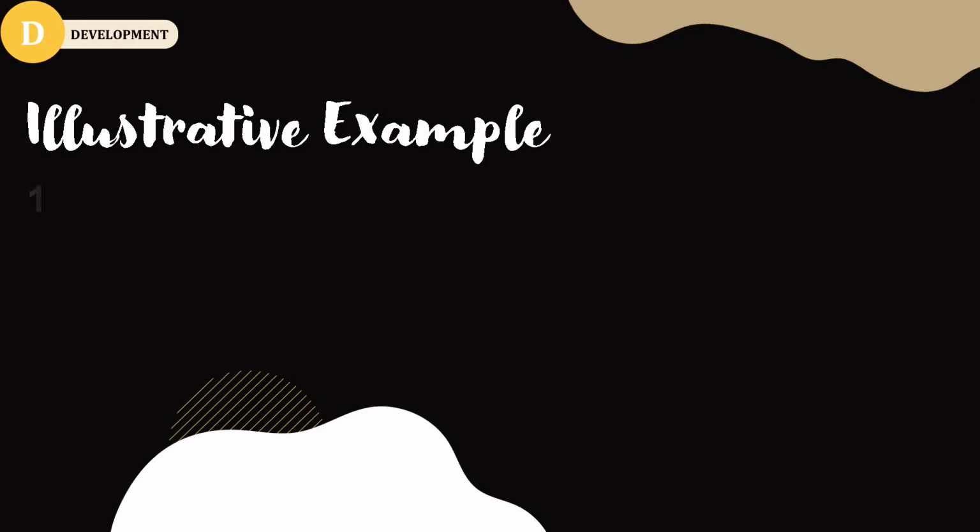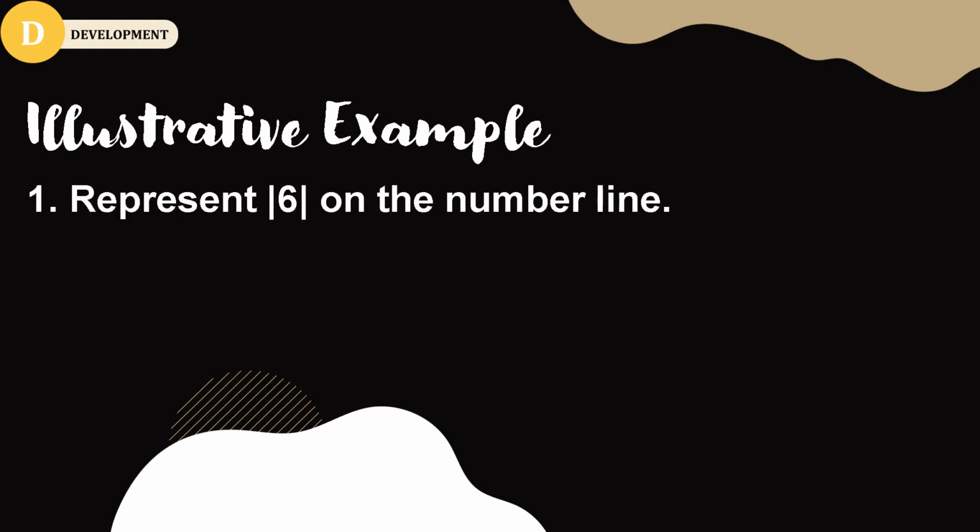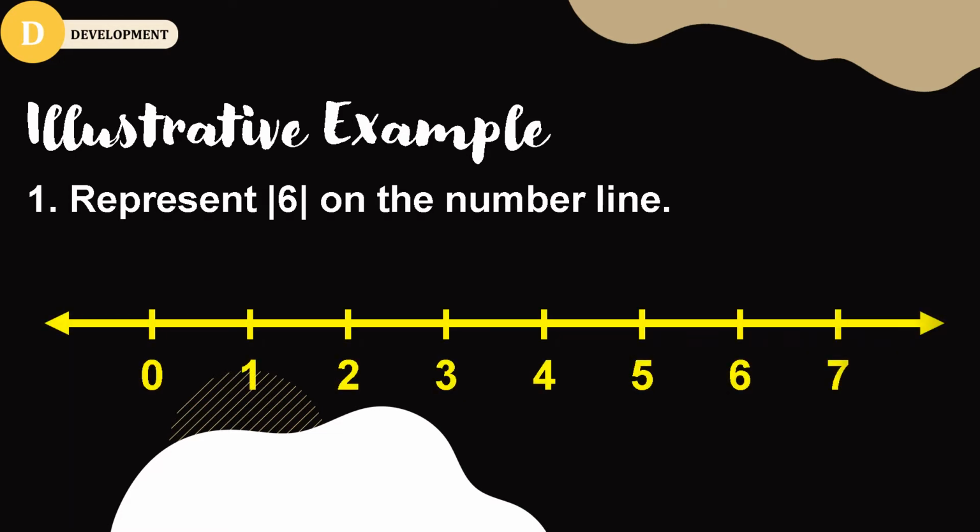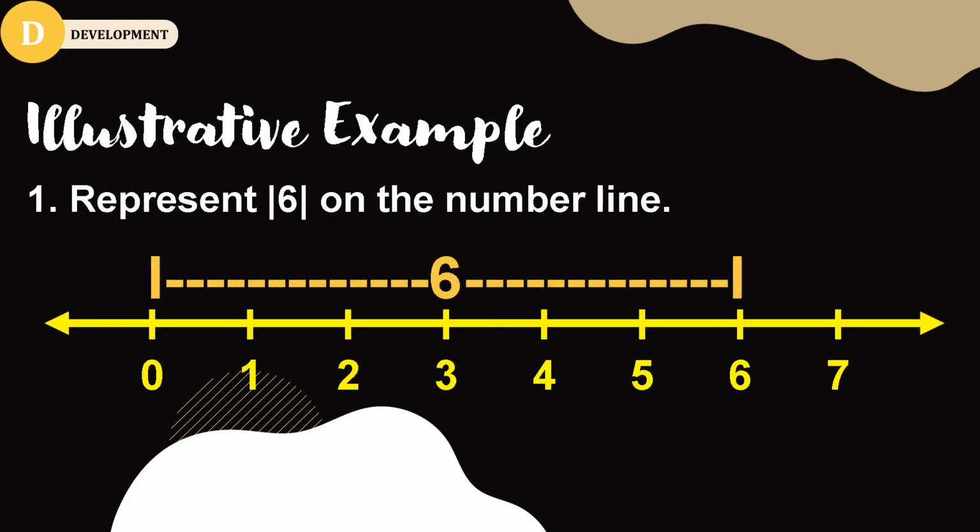Illustrative example number 1. Represent the absolute value of 6 on the number line. It is placed from 0 to 6.